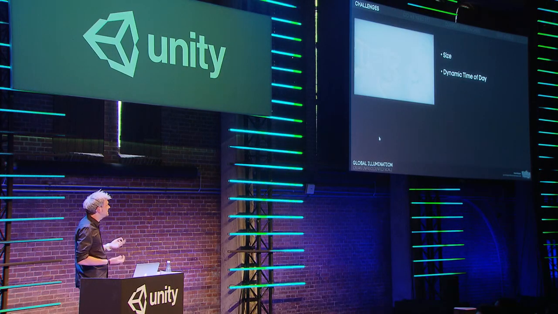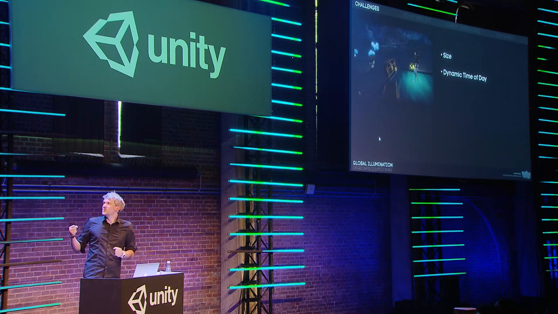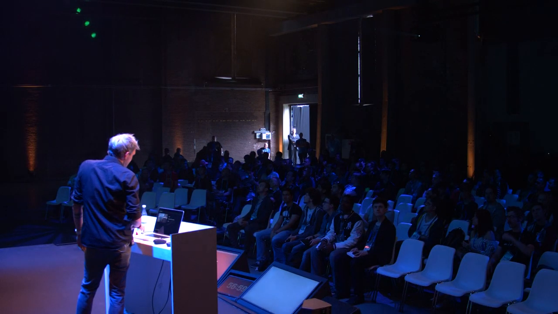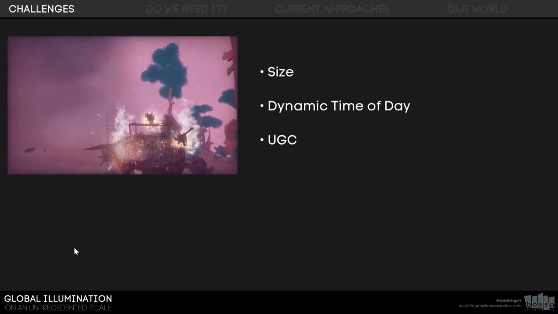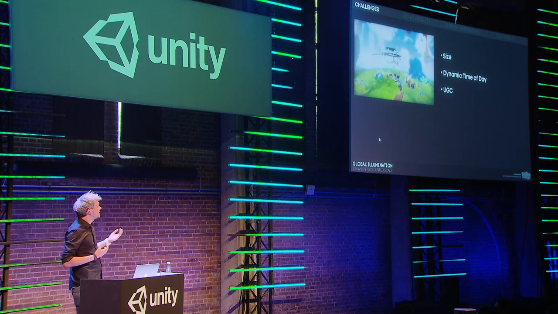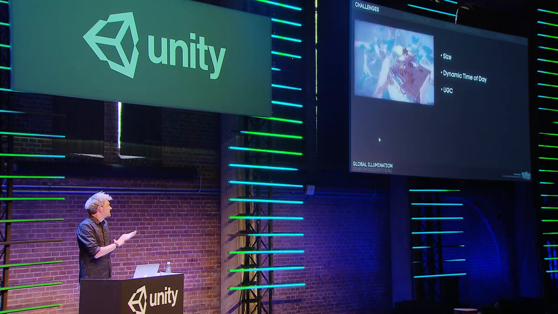It has a dynamic time of day, so the lighting conditions are always changing, which means that any lighting solution we come up with has to be able to cope with that. It has a lot of UGC. Now, this is quite cool. We have a tool called the Island Creator, which the community have been using to make pretty much all of the islands that you see in the game. It's great because they're doing amazing environmental storytelling, but they use the assets that we've provided them in very unorthodox ways. They might take a huge statue and use it as a chess piece. So we have all these very interesting scale problems.